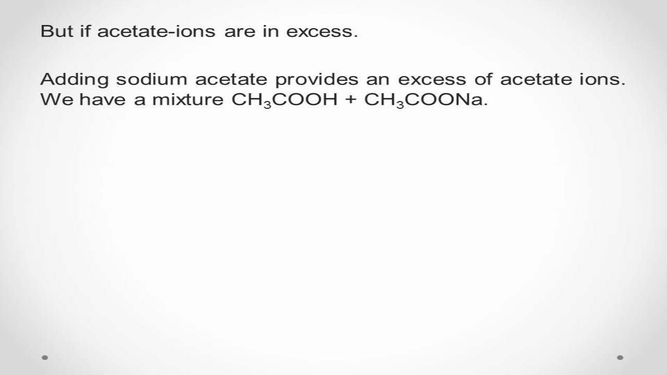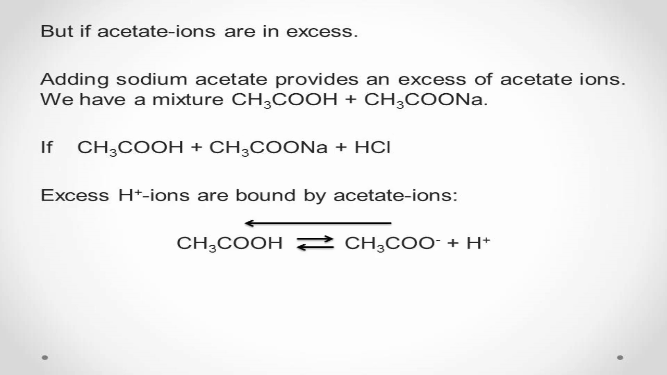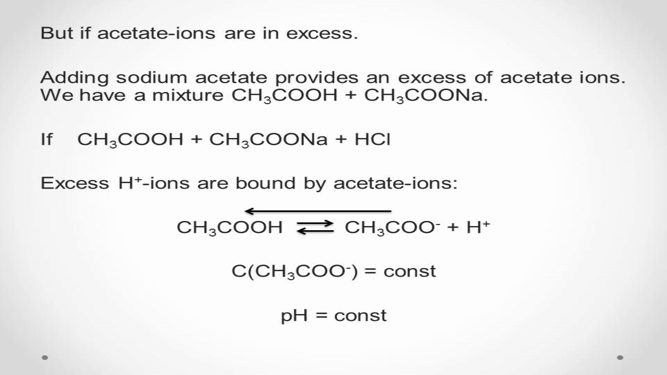If we then add a strong acid, such as hydrochloric acid, to this mixture, the excess of H plus ions will bind with the available acetate ions to form acetic acid. Since there is an excess of acetate ions, their concentration changes very little, and the equilibrium shifts specifically toward the binding of H plus ions to the left. Consequently, the surplus H plus ions are bound by the acetate ions to form undissociated acetic acid molecules. The concentration of H plus ions remains stable, therefore the pH does not change.